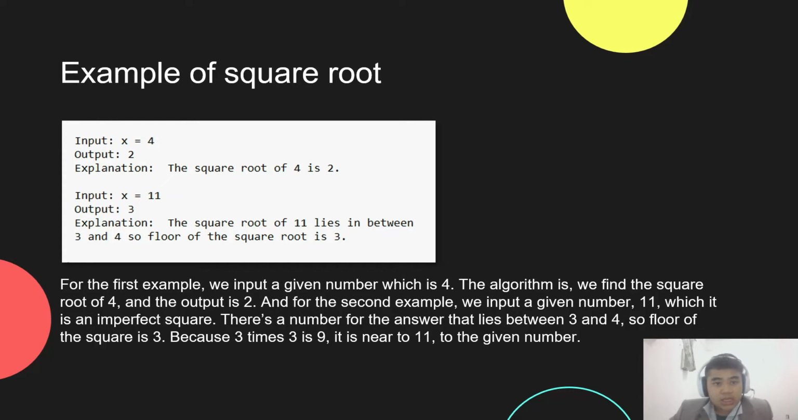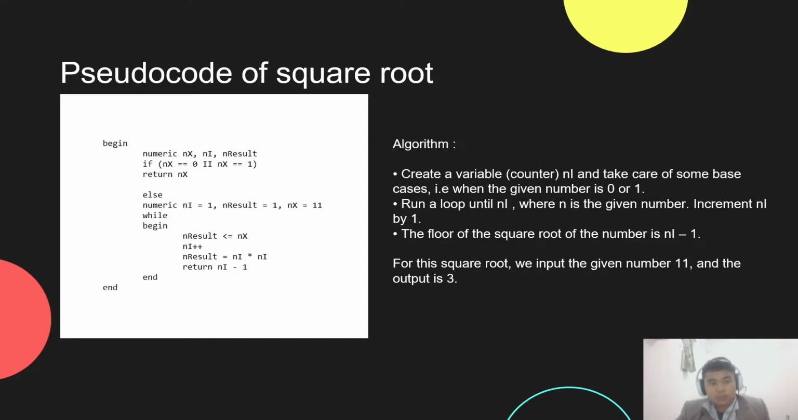So this is an example of square roots. You can see here the input is 4, the output is 2, because the square root of 4 is 2. For the next example, the input is 11, the output is 3. Because the square root of 11 lies between 3 and 4, the floor of the square root is 3, because 3 times 3 is 9, which is nearby to 11.